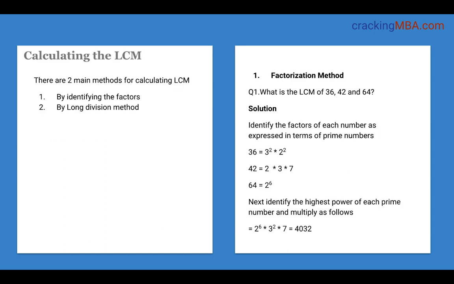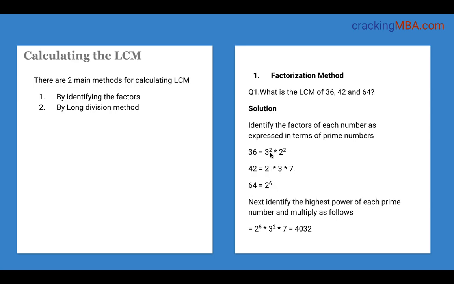Okay. Now let us see how to calculate the LCM. There are two prominent methods. One is by identifying the factors and the other is by the long division method, which you might have seen in high school as well. So by identifying the factors, if we need to calculate the LCM of 36, 42 and 64, we identify all the factors. Okay, so 36 is nothing but 3 square into 2 square, and 42 can be written as 2 into 3 into 7, and 64 can be written as 2 power 6.